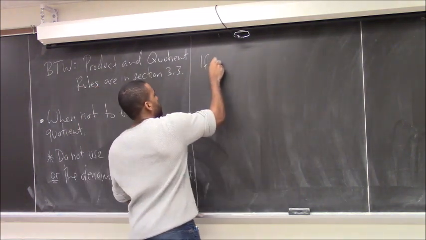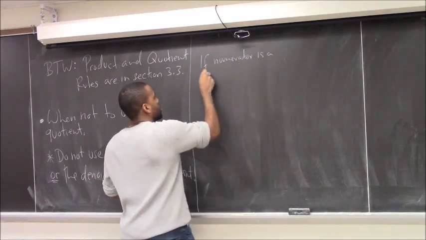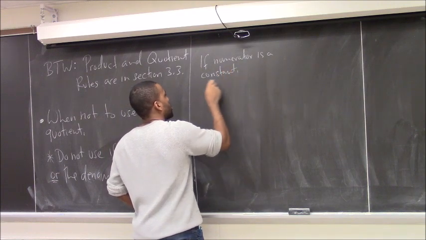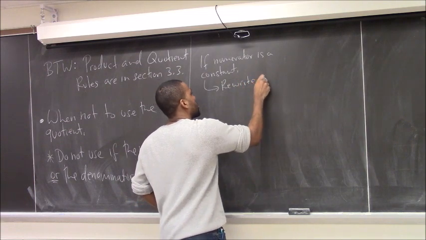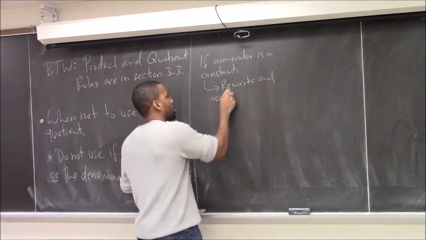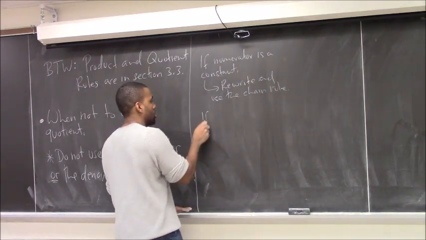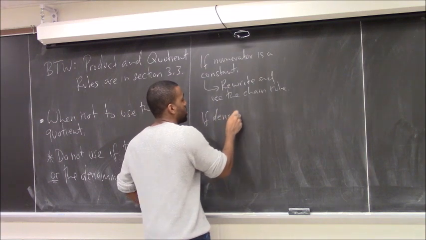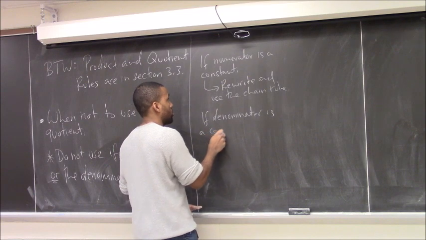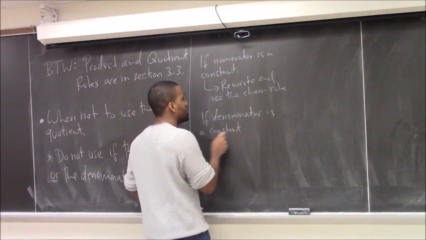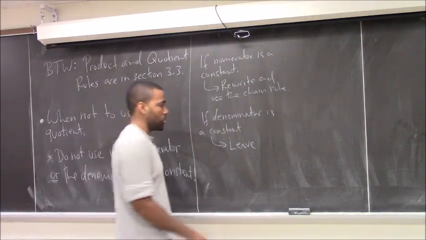So essentially, if the numerator is a constant, what you would do is you'd rewrite and use the chain rule. If the denominator is a constant, that's even easier. Just leave it alone. You don't have to do anything. Just differentiate the top and leave the bottom alone.